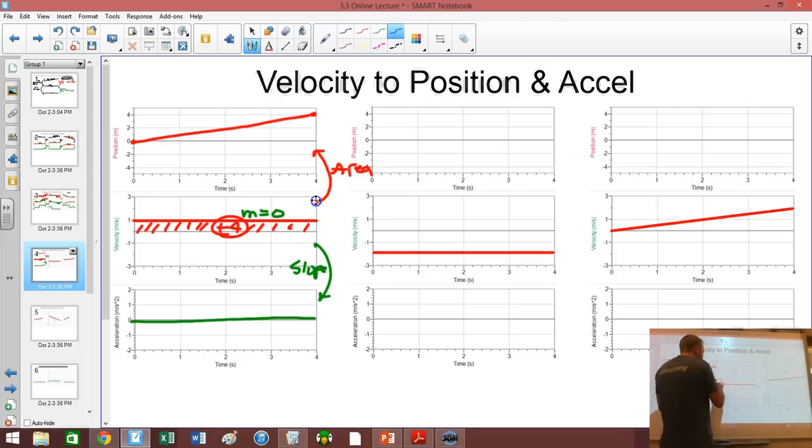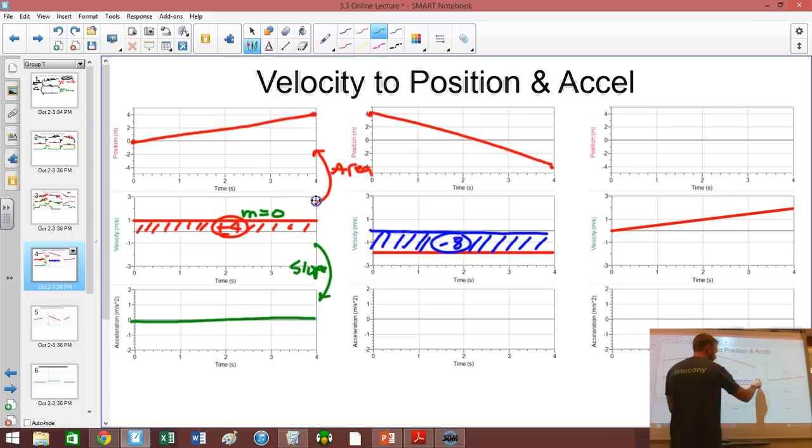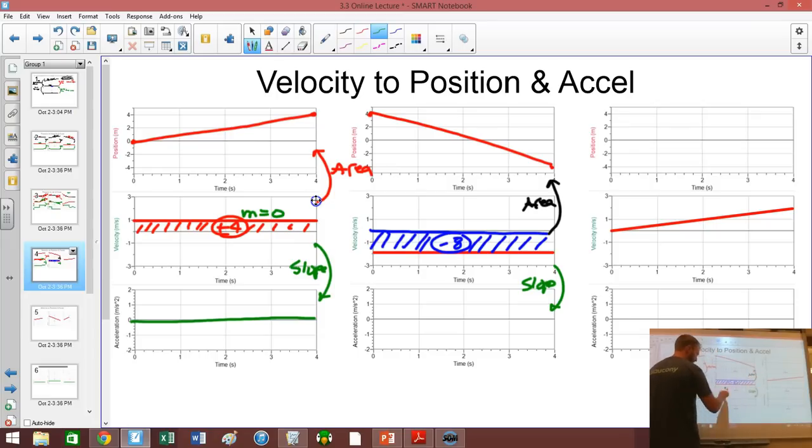Here's another one. I like to color code mine because you'll notice that this one, I'm going in a negative direction. I'm going negative 2 meters per second for 4 seconds. So I have a displacement of negative 8. So you have to be very careful. So I'm going to make this up here at positive 4, and I'm going to end up at negative 4, so I have a displacement of negative 8. And then my slope is 0 for this graph. I am not accelerating.